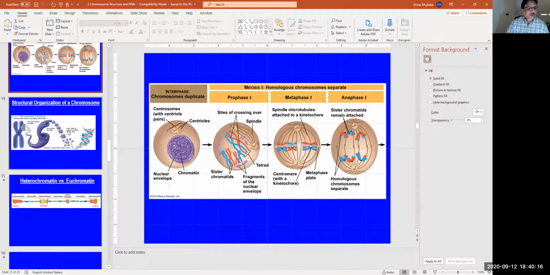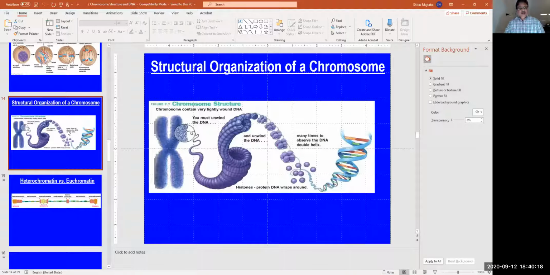Now, when you look at a human chromosome, what do you see here? That there are a lot of fibers. But what are these fibers? These fibers are actually deeply, tightly packaged DNA. And if you zoom in further, you will see that if the DNA unwinds, it becomes a spherical structure.